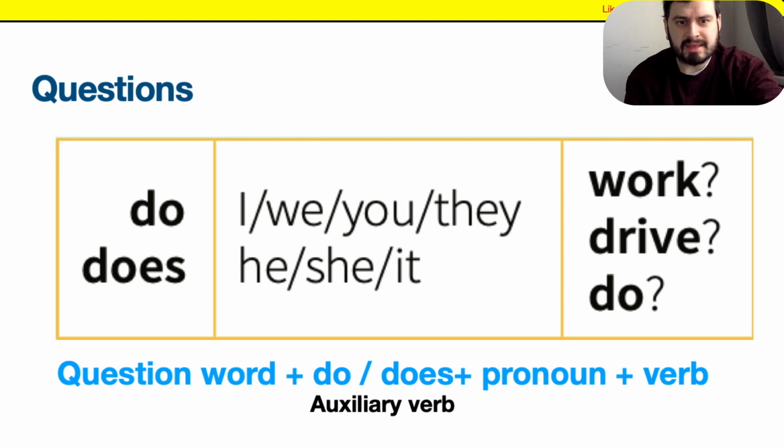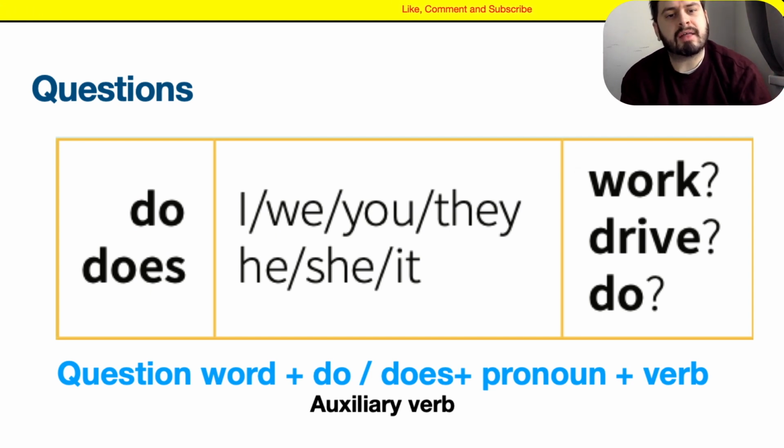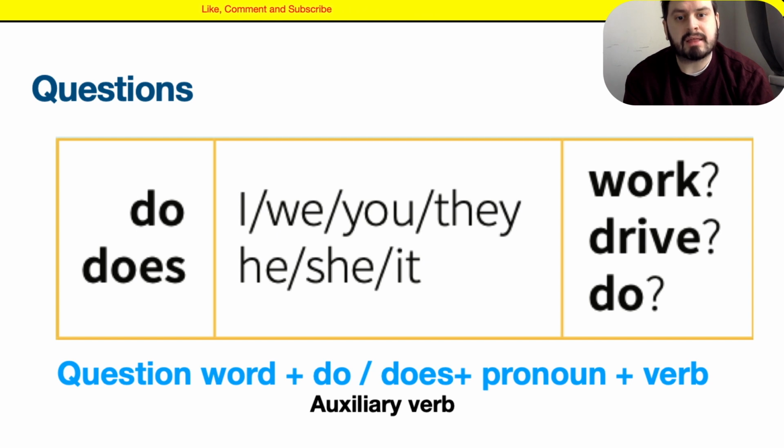Questions. How do we make them? Again, do or does are the important words because, like I said, they are the auxiliary verbs, the helping verbs, the grammar verbs. The most important verbs in the present simple. We use do or does, plus the pronoun, I, we, you, they, he, she, it, plus the verb. Again here, notice the verb, we don't need to add the S because the S is already on the end of does. So if we want to use the pronoun he, she, it, remember that the do needs to be does.